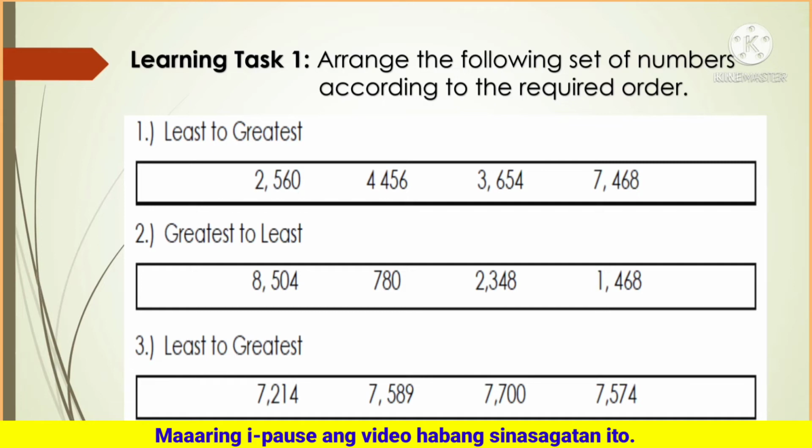So number 1, it says here, you are going to arrange from least to greatest. So iaayos mo ito mula sa pinakamaliit hanggang sa pinakamalaki, katulad nito. So just follow the steps in arranging numbers, okay? So gawin ang mga kasunod na bilang.